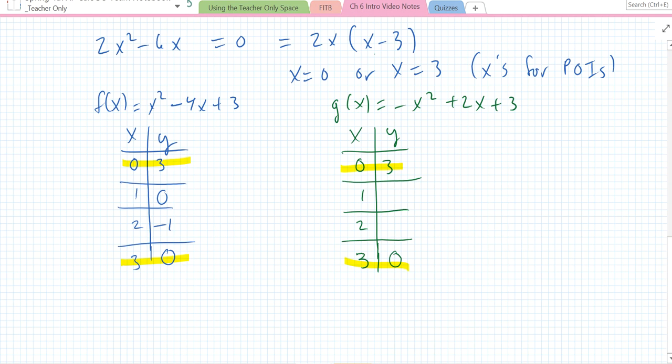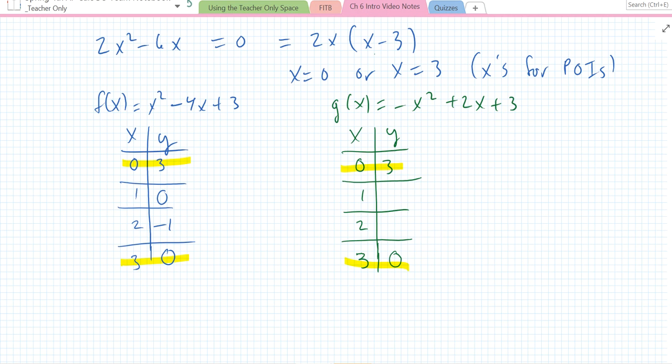For the other one, I plug in 1. I've got -1 plus 2 plus 3 means I've got 4. Then I plug in 2. That's -4 plus 4 plus 3. That's going to be a 3. And you'll notice that, hang on, let me change the green on this.